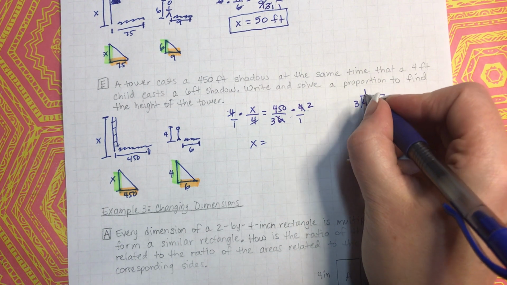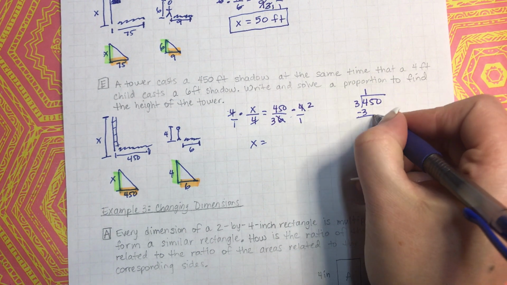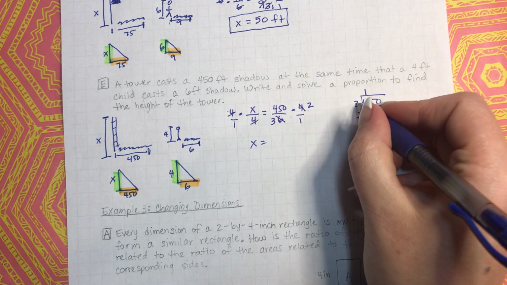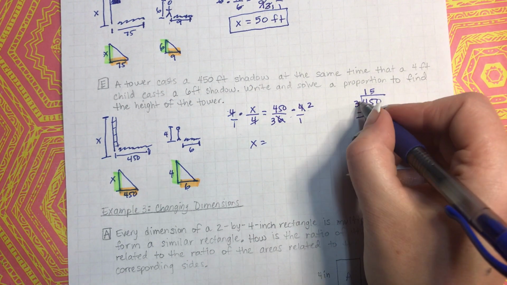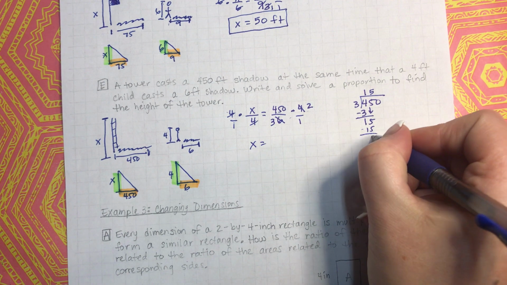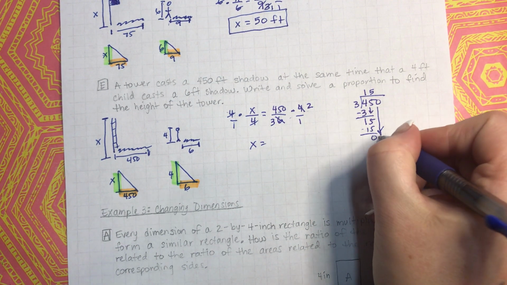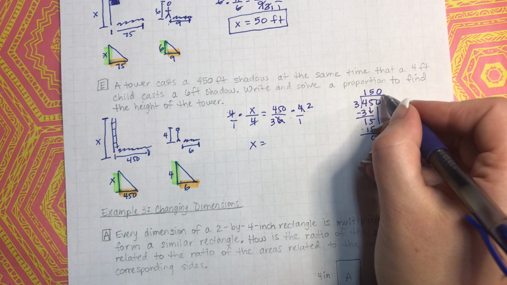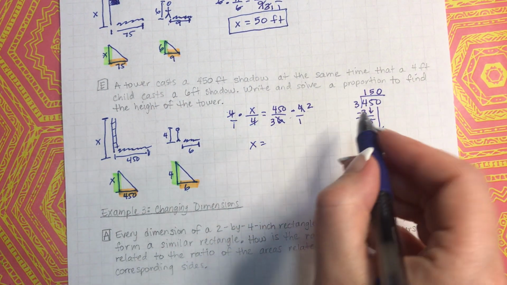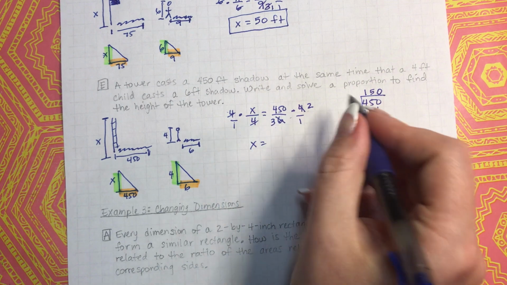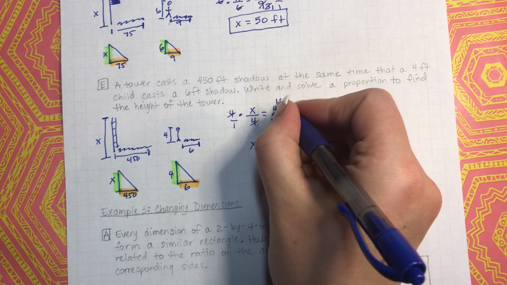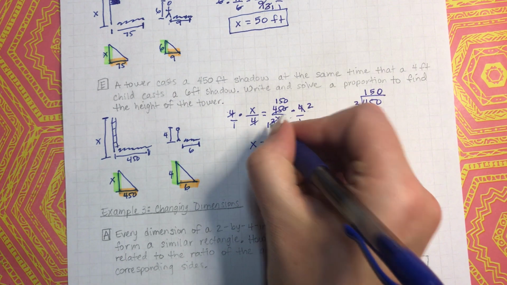3 goes into 4 one time. 1 times 3 is 3. 4 take away 3 is 1. We drop down the 5. 3 goes into 15 5 times. 5 times 3 is 15. There's no remainder. We drop down this 0. 3 does not go into 0. It goes in 0 times. So there we have our answer. 3 goes into 450 150 times, and 3 goes into itself 1 time.